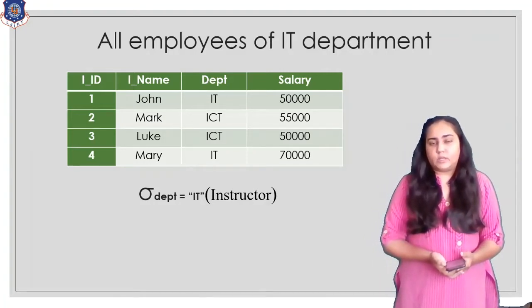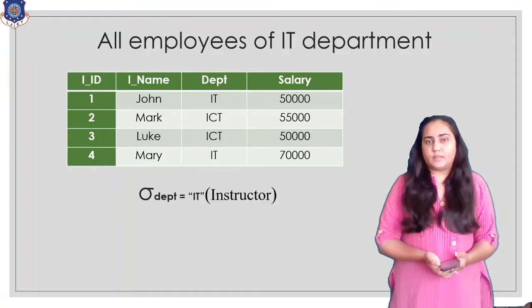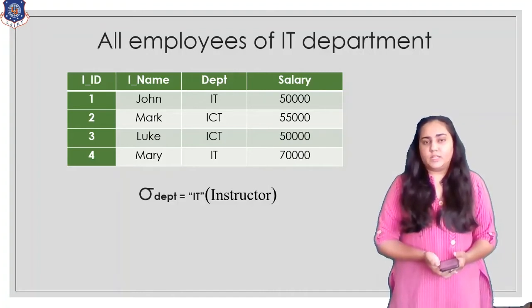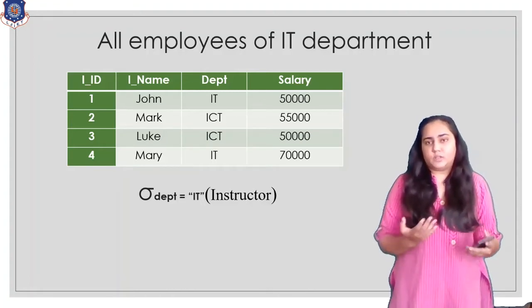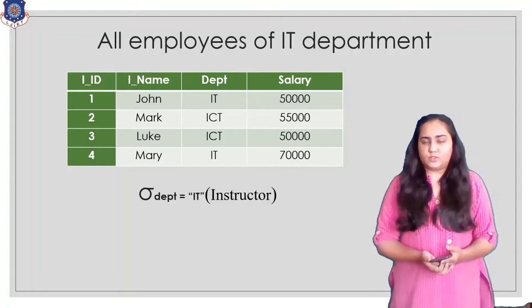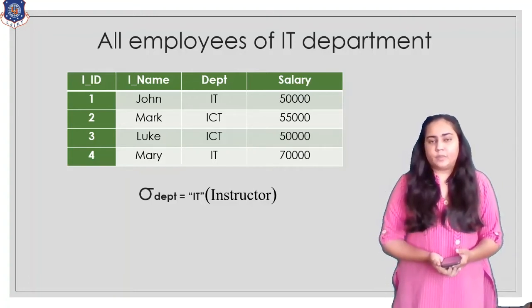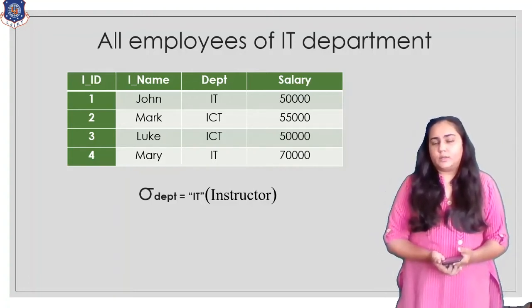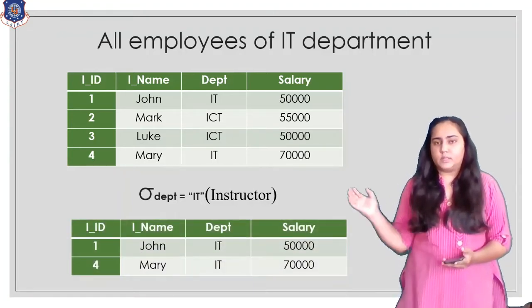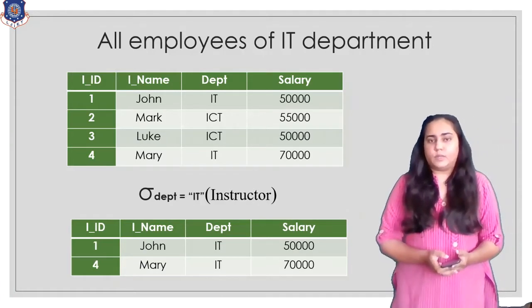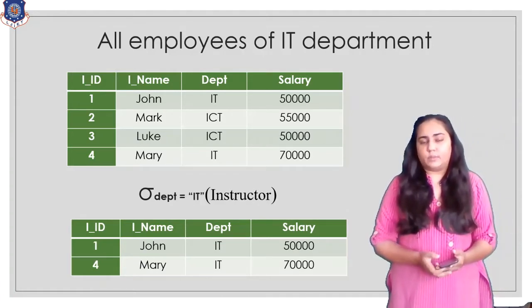So I just need to write down dept equal to IT. And then in bracket, I can pass the table, which is instructor. So this would show that this condition has to be applied on the instructor table. And this query, as a result, will provide me with all the instructors of IT department. So that's how you can use the sigma operation. And this is the result of it. You can see there are only 2, which are John and Mary.